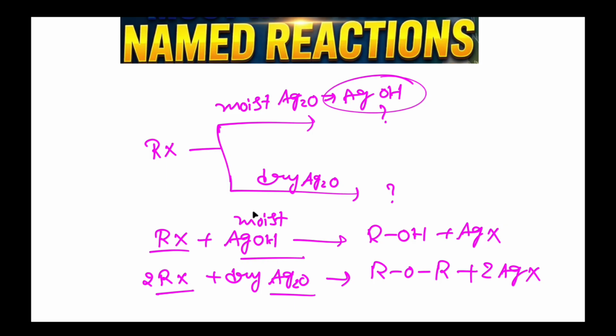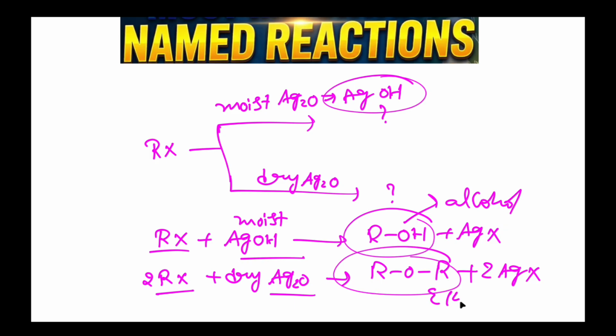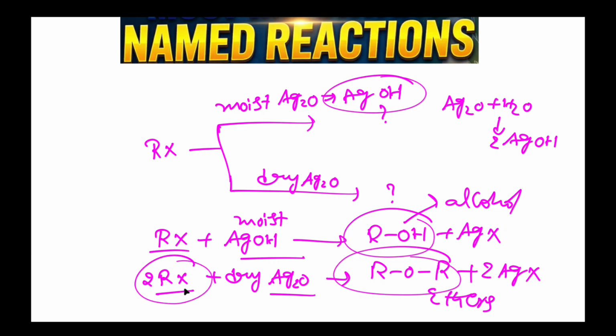That is, alkyl halides react with moist Ag2O, we can get alcohols as the products. When alkyl halide reacts with dry Ag2O, we can get ethers as the products. In moist Ag2O, first it reacts with water, we can get AgOH. This silver hydroxide reacts with alkyl halide, we can get alcohol. But in presence of dry Ag2O, we require 2 moles of alkyl halide, and we can get ethers as the products.